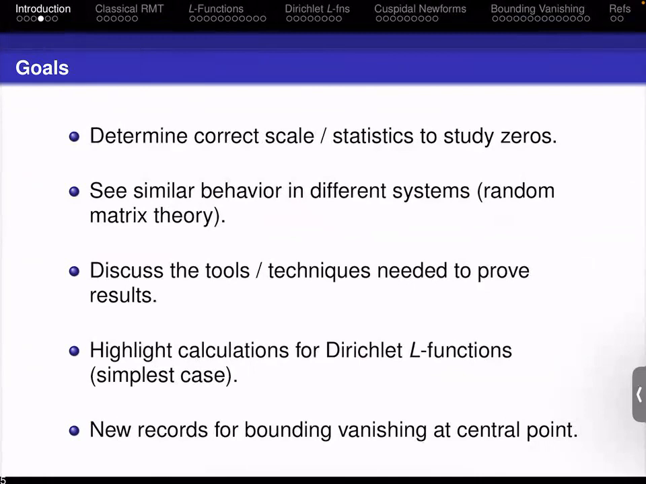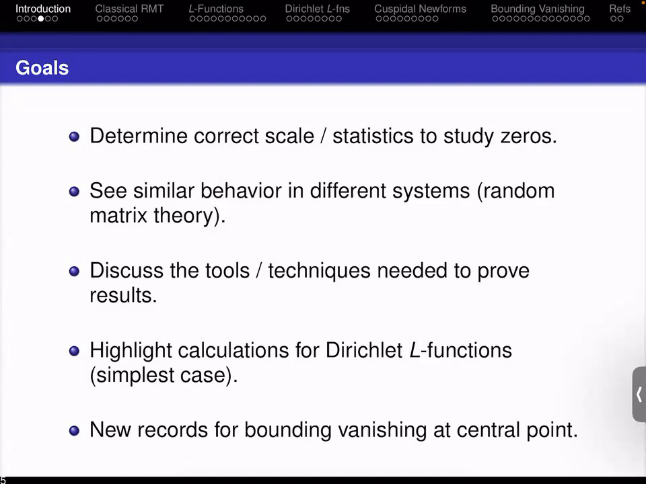And so what I want to do today is talk a little bit about what is the correct scale to study a variety of problems. And to try to keep the talk accessible, I will concentrate on random matrices and on Dirichlet L functions. I'm going to make the assumption either you've already learned about cuspidal newforms, in which case I don't have to explain them, or if you haven't seen them, a quick 5-minute introduction is really not going to do much good. So I will focus instead on the Dirichlet characters and just say, by using more advanced number theory techniques, you can apply this to other families of L functions.